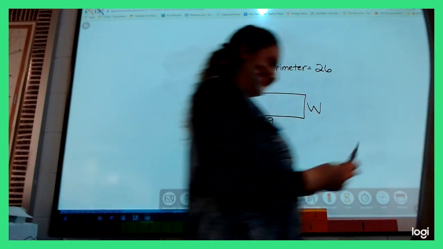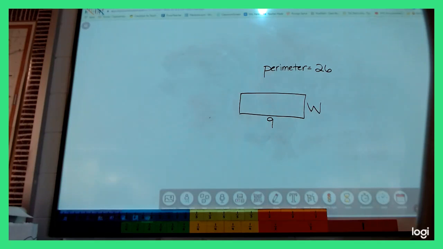Is that supposed to be 27? Perimeter equals 26. The length of the rectangle is 9. We do not know the width. So, we're going to keep our voices off, raise our hands to talk. We need to figure out something. What do you think we need to figure out in this problem? Emma? The width? We need to know the width, okay?